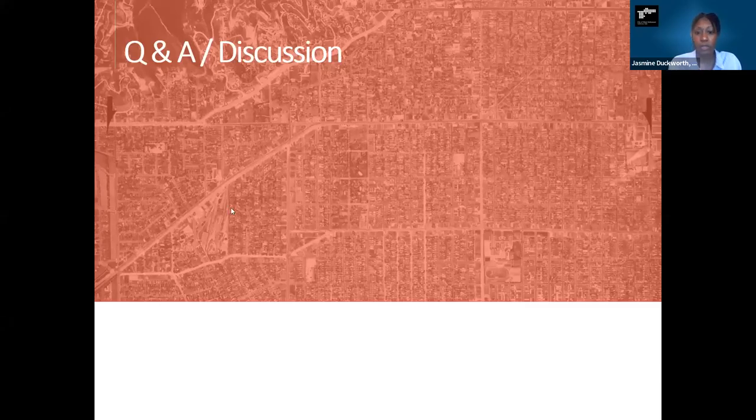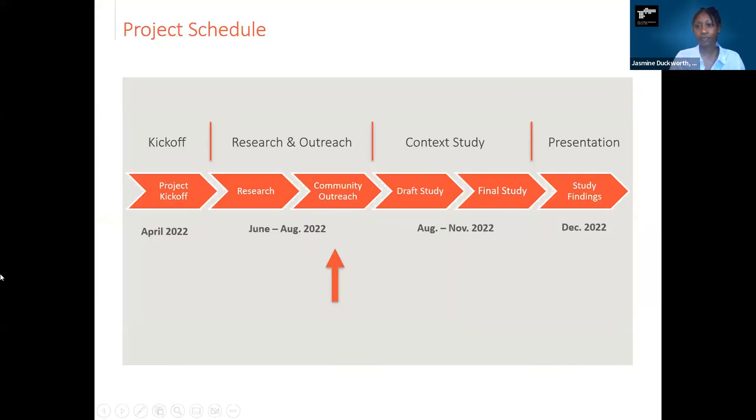Maybe let's go back to the previous slide that showed the timeline, for folks who either missed it at the beginning or are interested in next steps. Yes, so if you were not here earlier, we are currently in the research and outreach portion of the project. We are just beginning to put pen to paper, so to speak, but we're still very much in the information gathering phase. And we're asking that any comments be submitted by the beginning of October, so we have a chance to incorporate them into the study as we complete it into the winter.